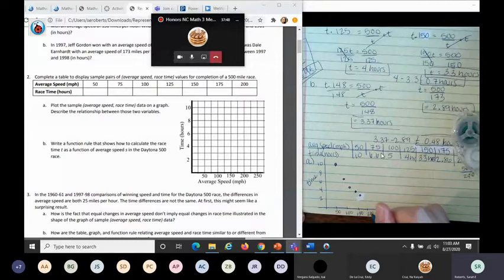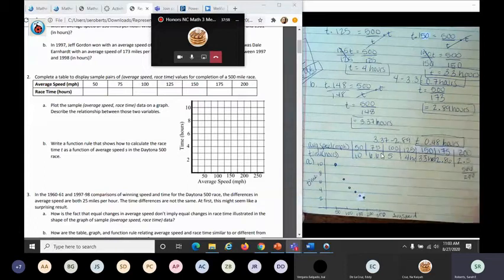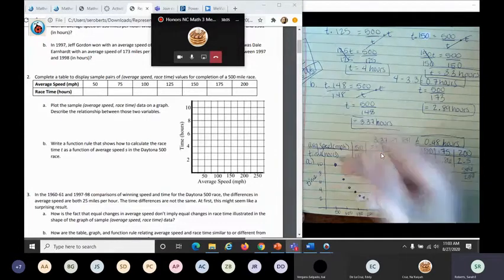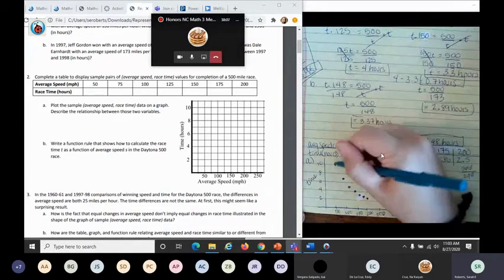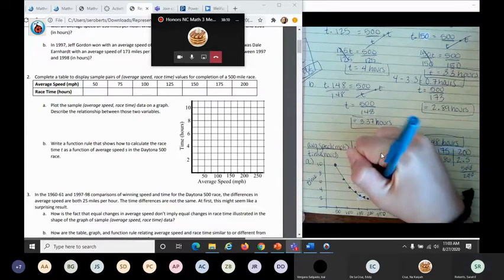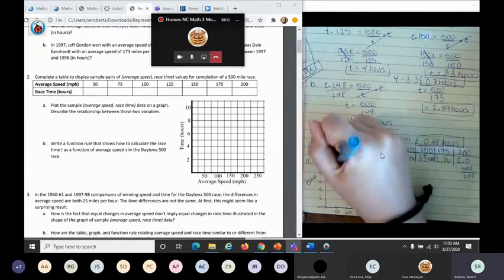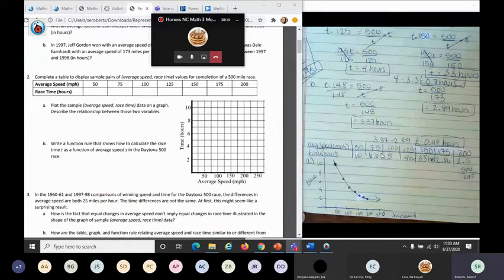And then let's see, we were at 150, 3.3. 175 is 2.86. So a little bit under 3, I'm sorry. And then 200 should be at 2.5, so maybe right about here. So our curve should look something like this when it goes through. Okay, something like that.